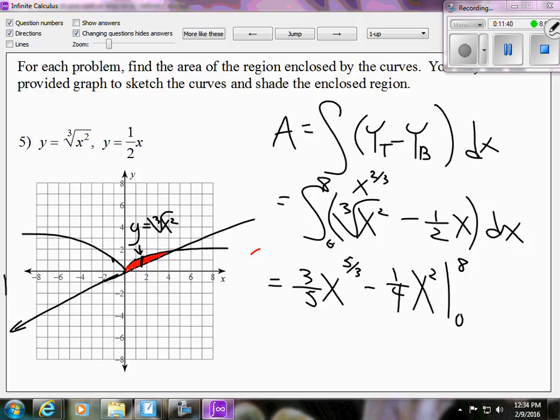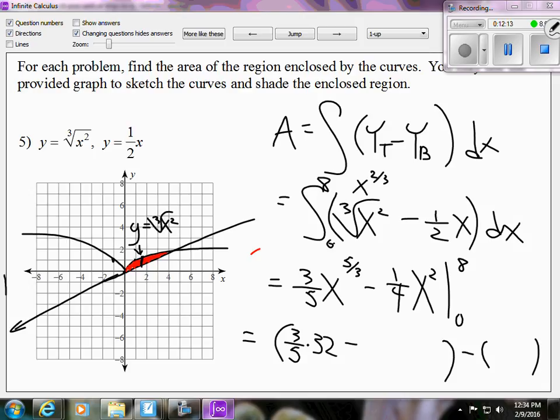We're doing this one by hand, using the FTC. I'm leaving just a little bit of room to plug in the 0. Okay, let's not go to the calculator then. Let's just do this. If you plug in the 8, first let's take the cube root of 8, which is 2. 2 to the 5th is 32. So I have 3/5 times 32 minus 1/4 of 8 squared.